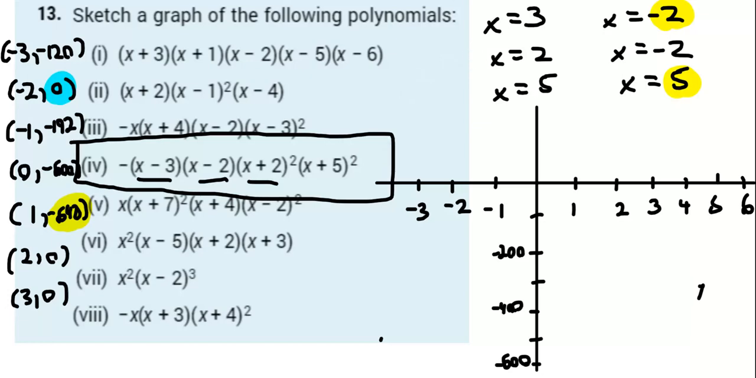Okay, let's have a go at this. Minus 3 and roughly minus 120, roughly there. Minus 2, 0, roughly there. Minus 1, minus 192, roughly there. Actually, it's closer to minus 200, in fact. Okay, roughly there. What's the next one then? 0, minus 600, roughly here. 1, minus 648, roughly there. 2, 0, and what else? 3, 0.